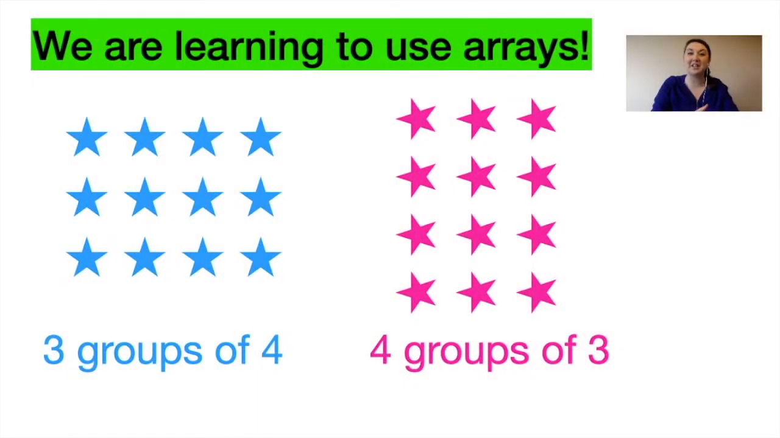Now arrays are great if you're confident with the factors of your times tables and repeated addition, because instead of counting 1, 2, 3, 4, all you need to do is skip count in either 3s or 4s. So in the blue we're going to skip count 4, 8, 12, and in the pink we're going to skip count in 3s, 3, 6, 9, 12. So if you're confident with your factors of your times tables, then arrays are going to be really useful to you. So let's look at our problem that we're going to look at outside.